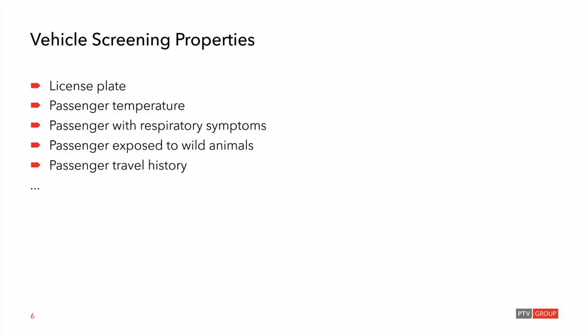Typical vehicle screening properties include license plate to identify the origin of the vehicle and therefore its passengers, temperature of passengers in the vehicle. Other screening measures could include identifying people with respiratory symptoms, such as cough and flu, exposure to wild animals, travel history, and many more. To accommodate this, you can define an unlimited number of attributes that are customized according to your requirements. These are the user-defined attributes.